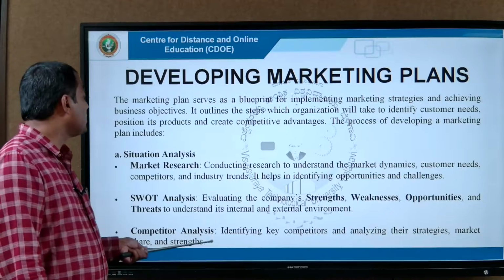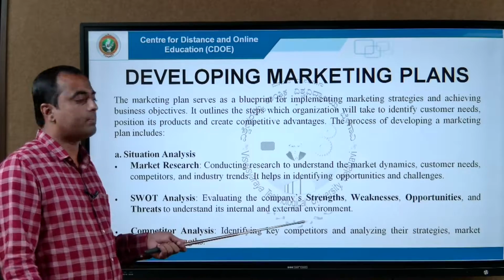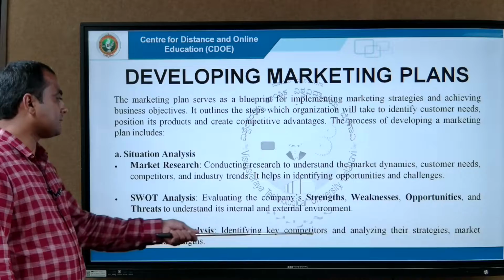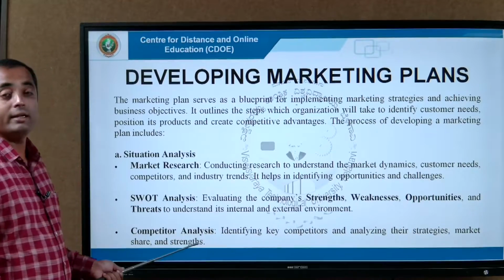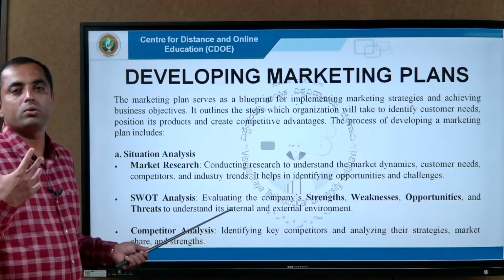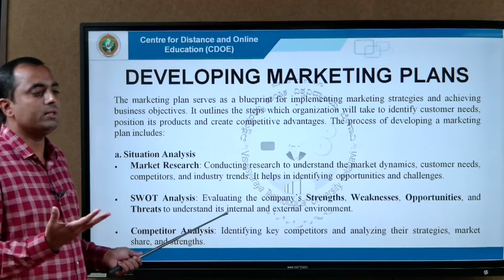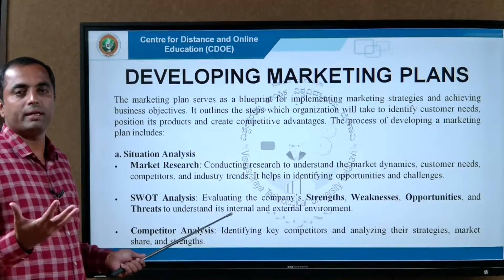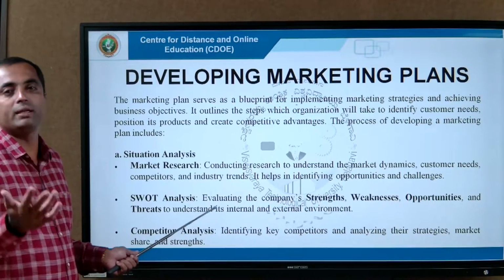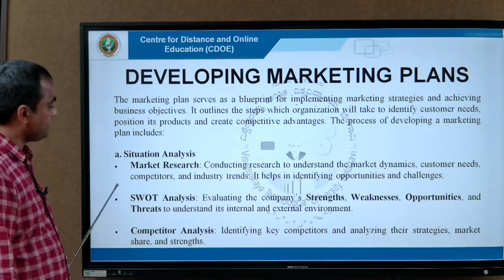Then it also includes competitor analysis. Identify the key competitor, who the key competitor is, and analyze their strengths definitely, their strategies, market share, and also weaknesses too. If you identify who your competitor is, you definitely will have the upper hand to develop a strategic move wherein you can overcome or beat your competitor. So you need to make a situational analysis first.